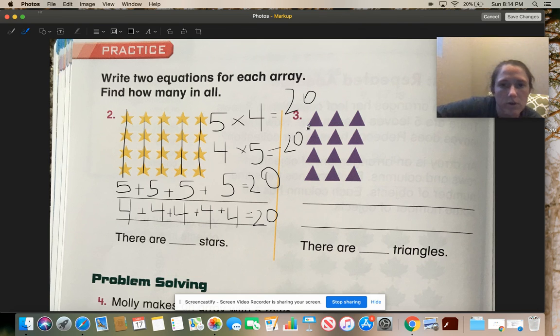Let's go on to the next one, number 3. So I have 3 plus 3 plus 3 plus 3. So 3 plus 3 4 times. So 3 plus 3 plus 3 plus 3 equals, well, let's count by 3's. 3, 6, 9, 12.